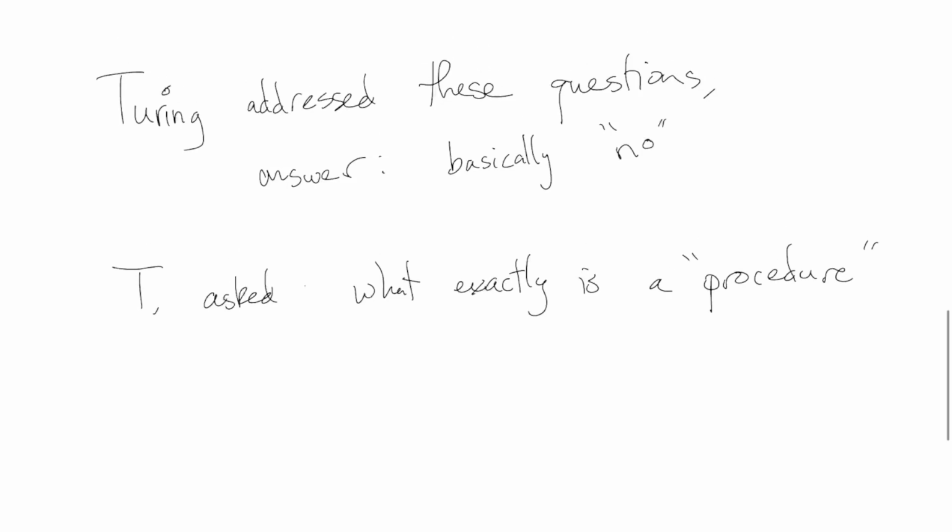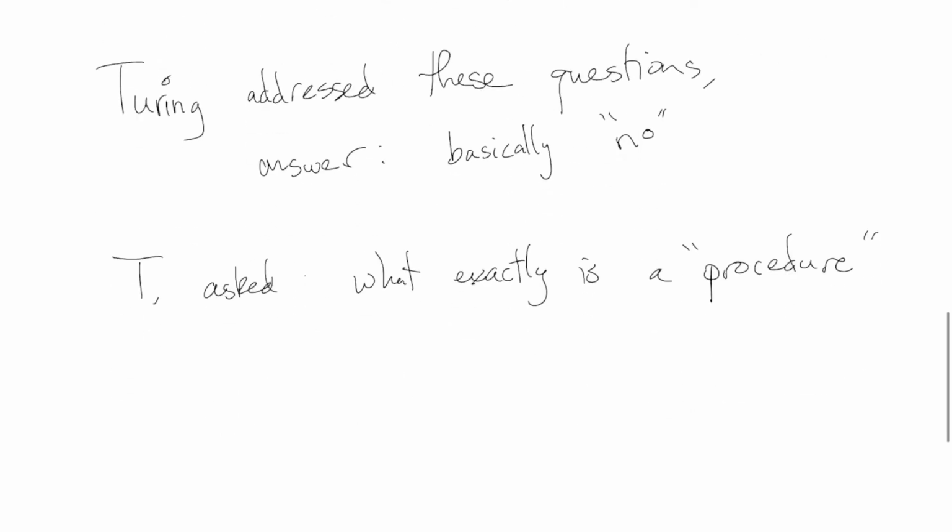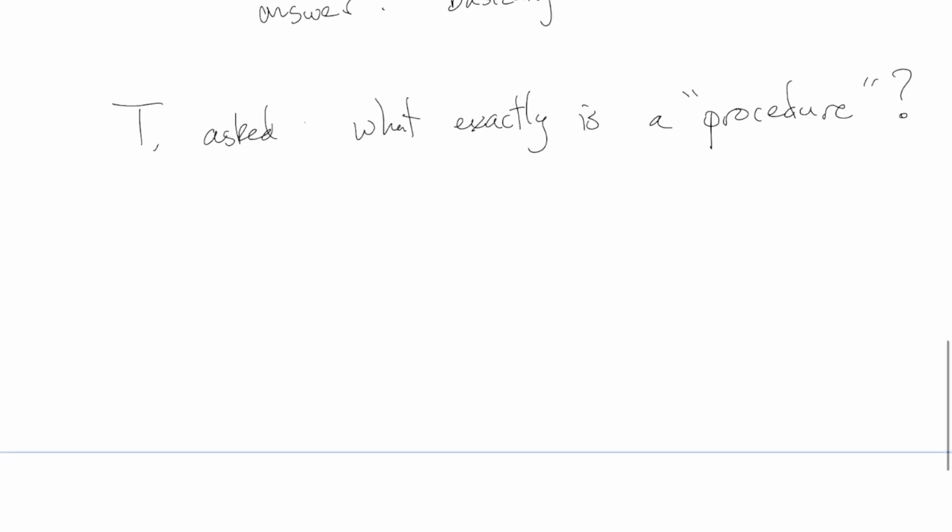That second question I asked was, is there some master procedure for whatever? You have to be particular about saying what exactly counts as a procedure. And this question was actually answered by Turing in a particular way, and it was answered by other people in other ways. And I thought I'd just mention this other guy named Alonzo Church, who lived at the same time as Turing and was very much interested in exactly the same questions, came up with a solution which is completely different from Turing's.